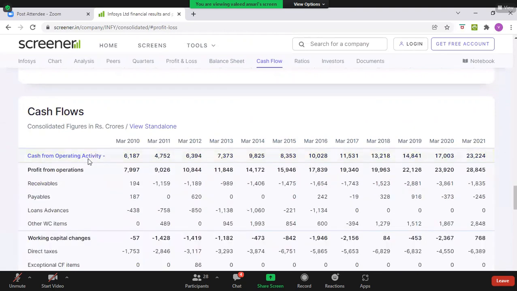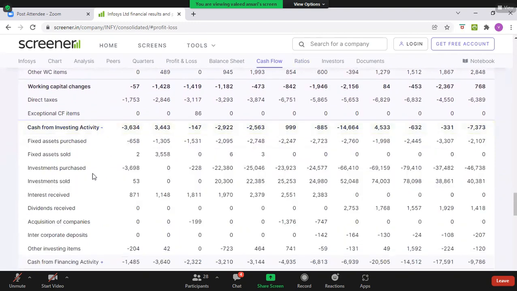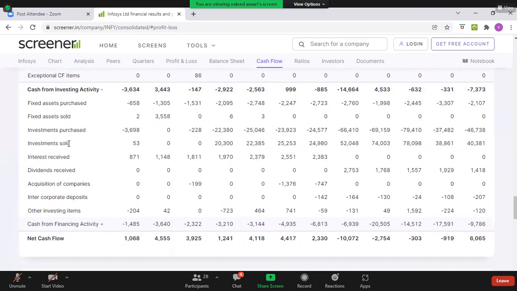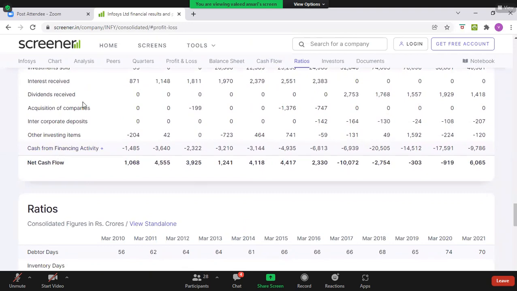Like cash flow from operating activity, receivables, payables, then working capital changes, net cash flows. So these are from cash flow from operating activities, and investing activities: fixed asset purchase, fixed asset sold. The purchase is shown as negative here. Sold means that you will receive it, and investment purchase is minus, and so on. So from all these three activities, this is the net cash flow.